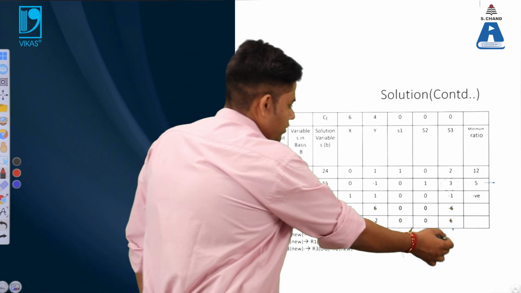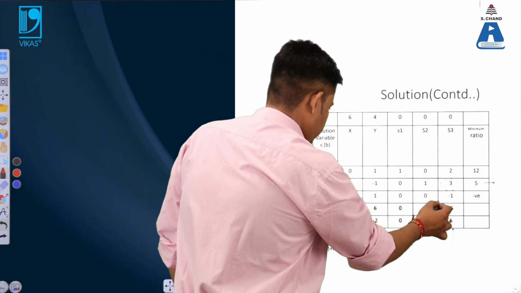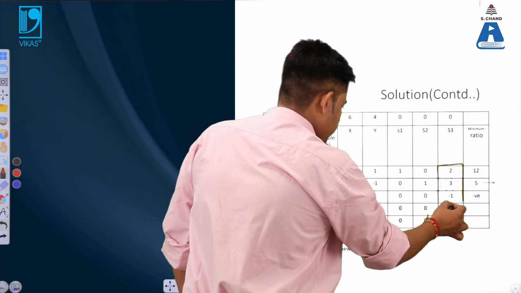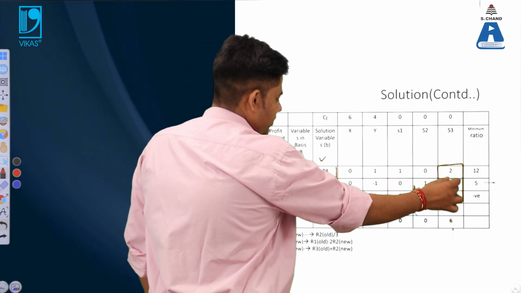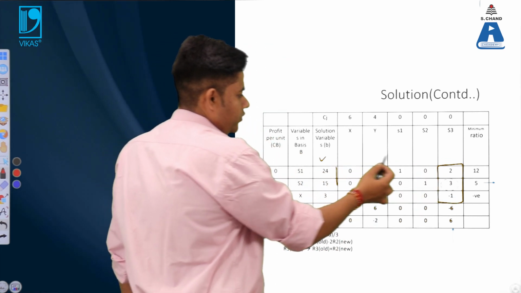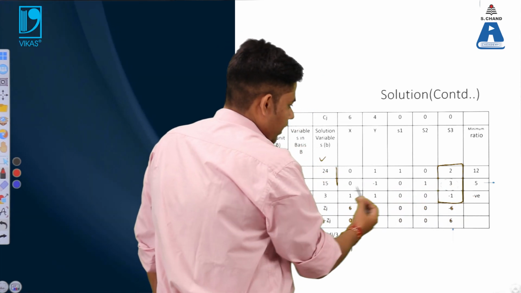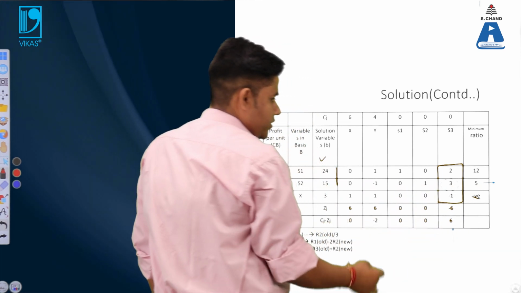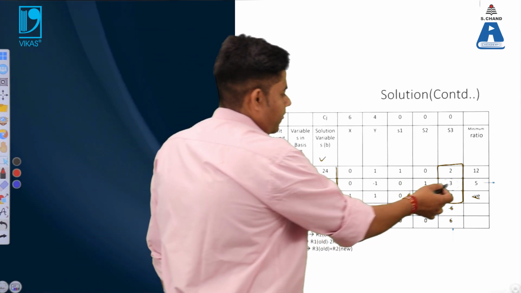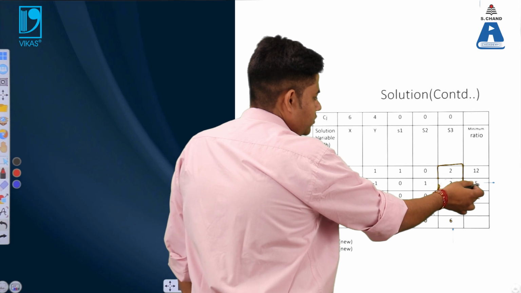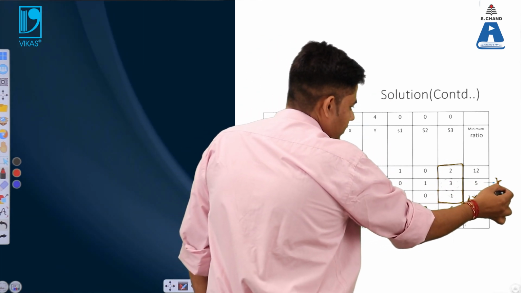So this one is to be chosen as the key column, and then you will divide this key column with the solution. So solution is this and key column is this. So you will divide both the elements. 24 divided by 2 will be 12, 15 divided by 3 will be 5, and 3 divided by minus 1 is negative. So we generally avoid the negative values. So we have to skip it. We have to choose in between the two. So 5 is the least of the two.